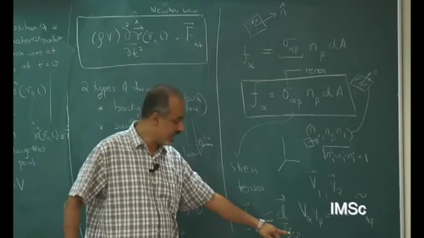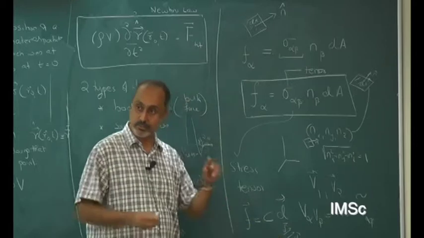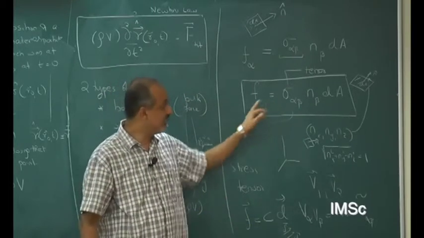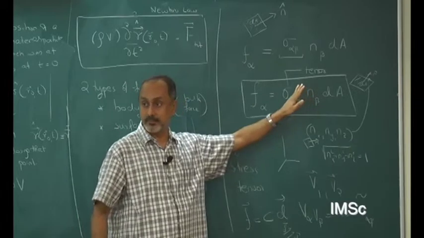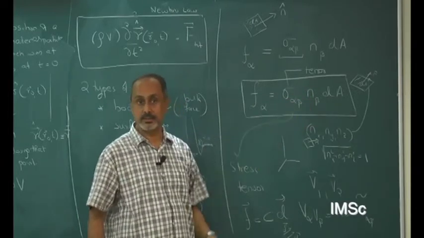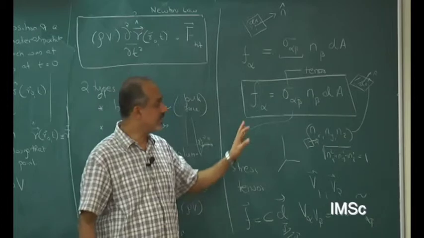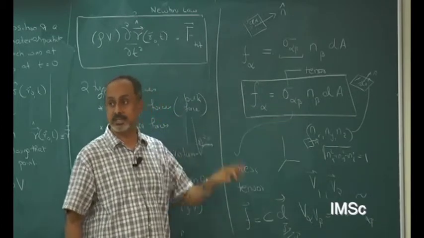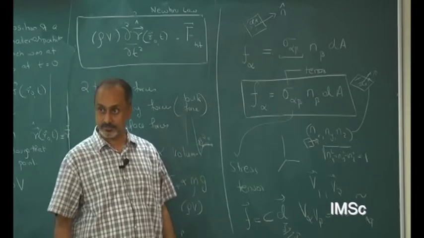Because given an n here, the force can both have components along there and perpendicular to that. So this sigma accounts for that. It is given a normal. I can determine the components of the force by telling you what is sigma alpha beta at every point in space.